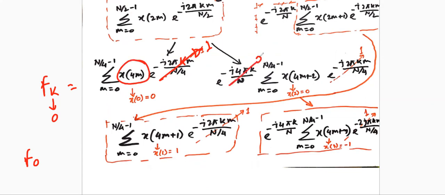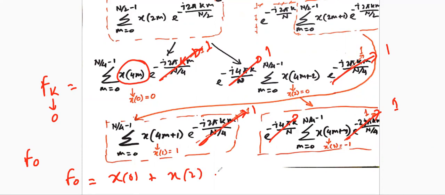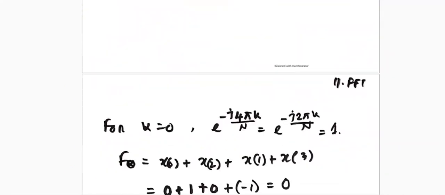Similarly, k is equal to 0, so this will be 1, this will be 1, this will be 1, and this will be 1. It has been written there. So all the exponential terms will vanish. That's why f0 is equal to x0 plus x2 plus x1 plus x3. Okay, straightforward. And now you can find the value.